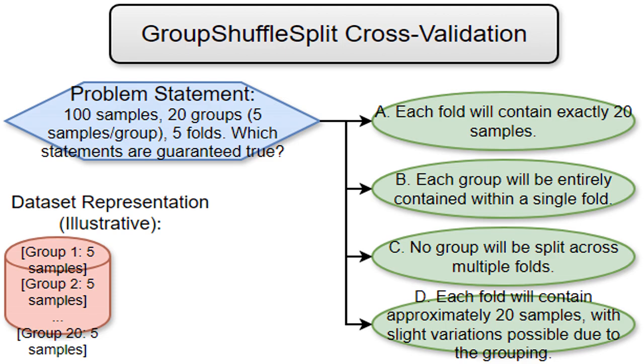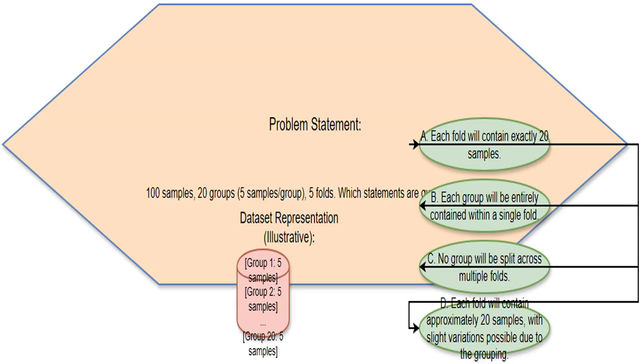This statement suggests that each fold will have precisely 20 samples. However, because of the group constraint, I can't guarantee this. I need to make sure that entire groups stay together.